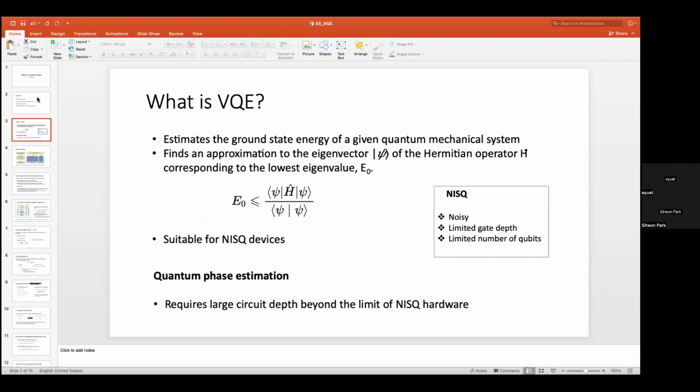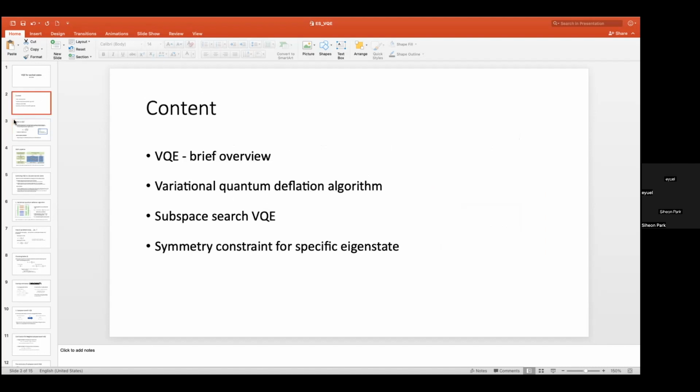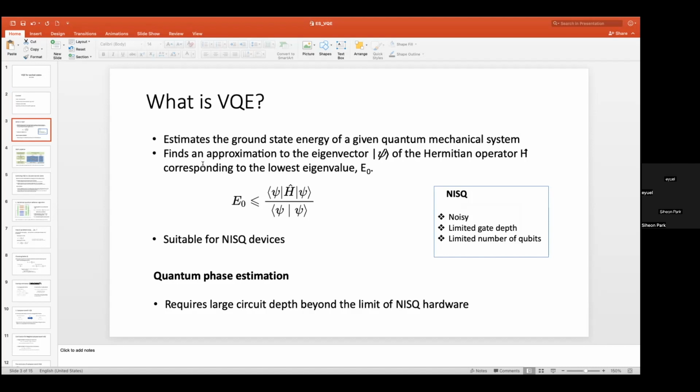Okay, let me start with VQE. What is VQE? It's a variational quantum algorithm which has gotten a lot of attention these days. And it has been one of the most promising ways of approaching quantum chemistry application problems on a near-term device. Generally, it's used to calculate the ground state energy of a given quantum mechanical system. Mathematically, we can consider it as an algorithm used to find the lowest eigenvalue of a given Hamiltonian operator. It's based on the variational principle of quantum mechanics, and it gives us an upper bound on the lowest eigenvalue of a Hamiltonian.